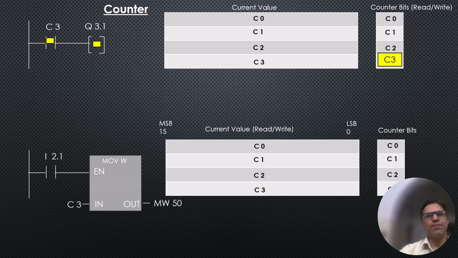In the following example, when the input I2.1 transitions from 0 to 1, a rising edge, it increments the current value of counter C1. Once the count exceeds the preset value, the counter bit C3 becomes active, logic 1. The current value of the counter can be observed in memory word MW50, which reflects the current count.